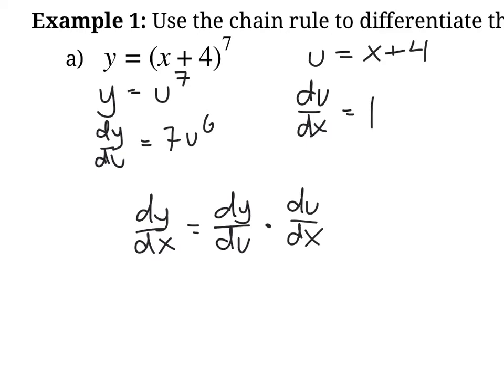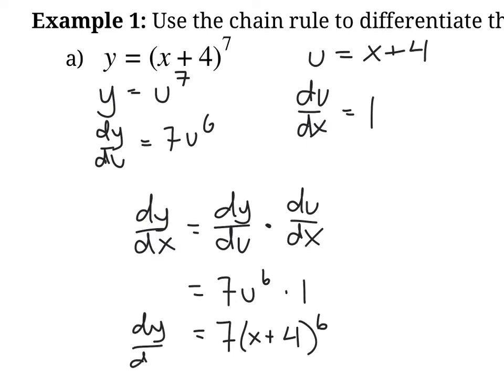So plugging it back into the chain rule, we see that this is just 7u to the 6th times 1. Or if we want to make everything in terms of x again, we can plug in that u is just equal to x plus 4 to the power of 6 times 1, which is just going to go away. So there's our final answer for dy by dx.